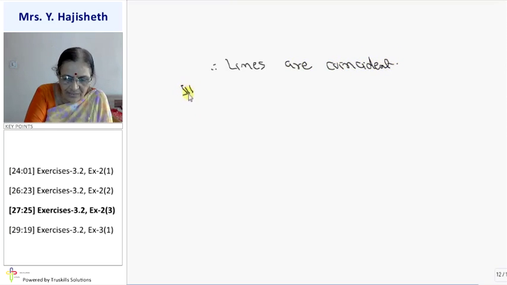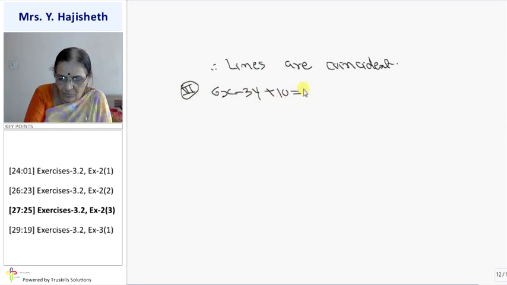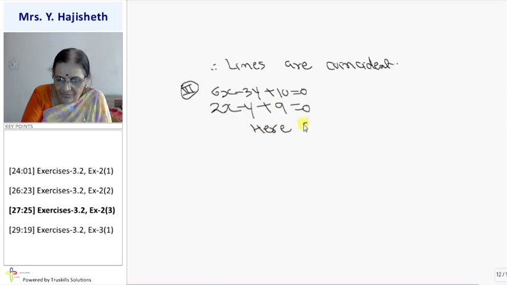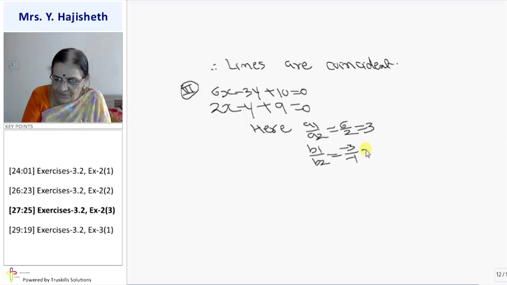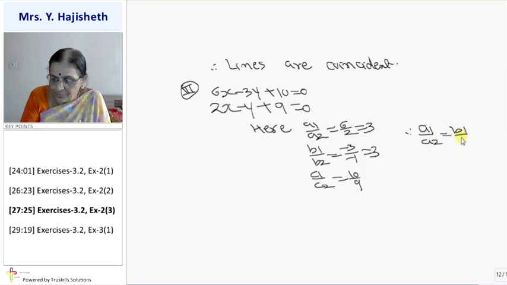Now there is a third pair of linear equations given to you. 6x minus 3y plus 10 is 0 and 2x minus y plus 9 is 0. Here you check A1 by A2 is 6 by 2, that is 3. B1 by B2 is minus 3 by minus 1, that is also 3. And C1 by C2 is 10 by 9. So here I can say A1 by A2 is B1 by B2, but is not C1 by C2. Therefore, lines are parallel.